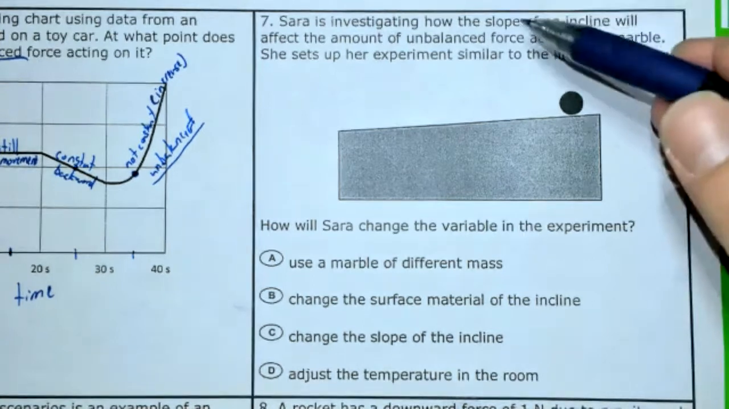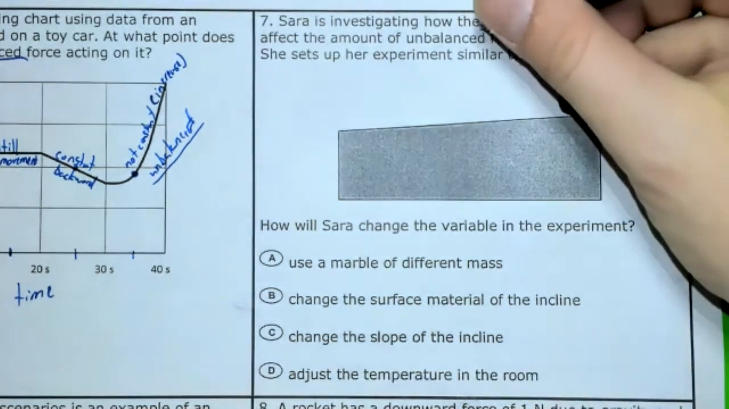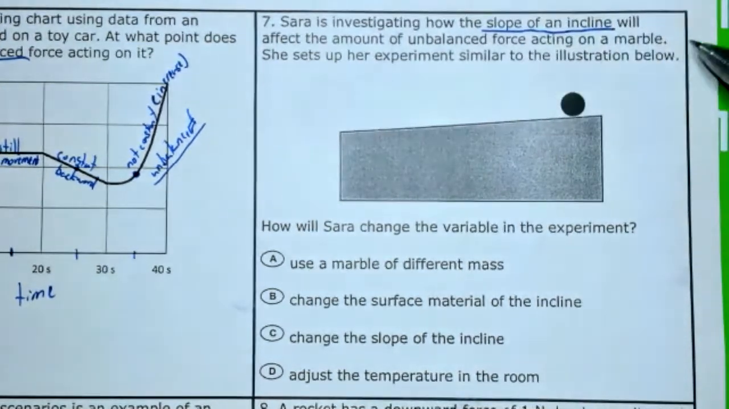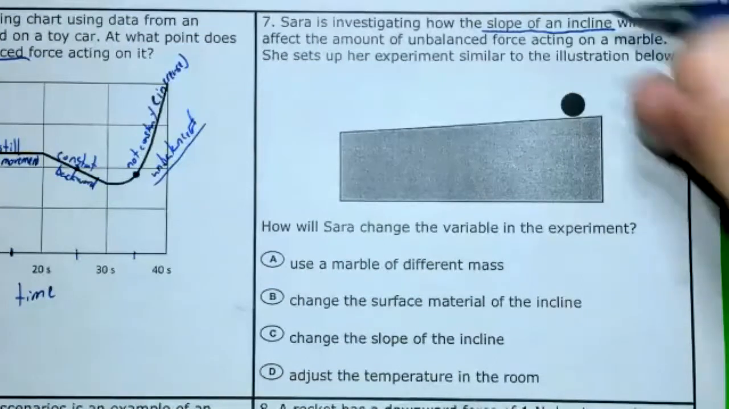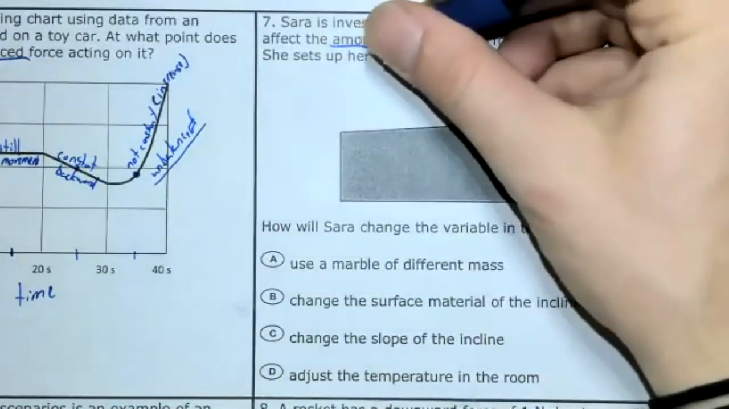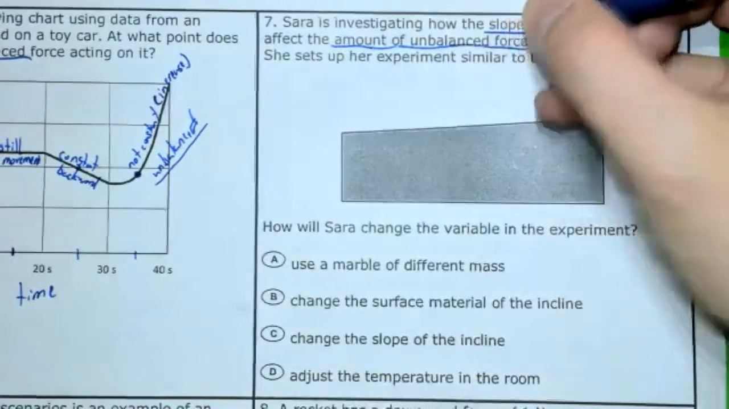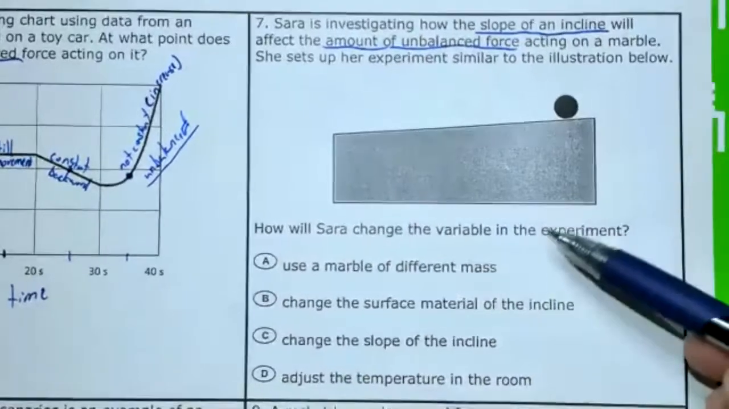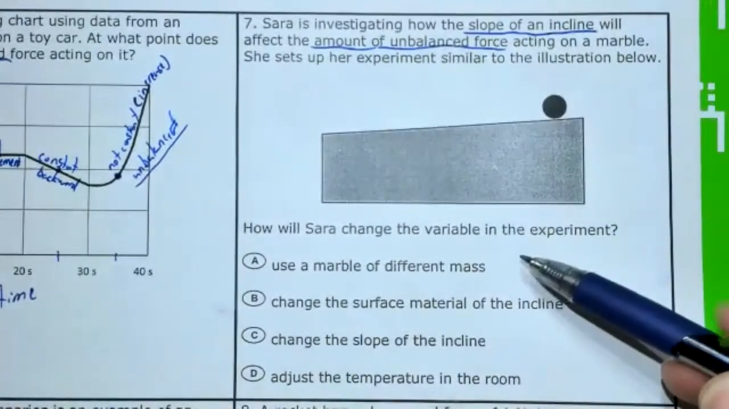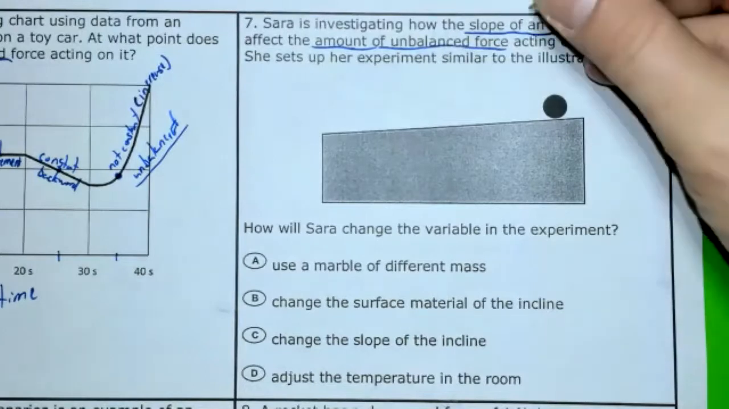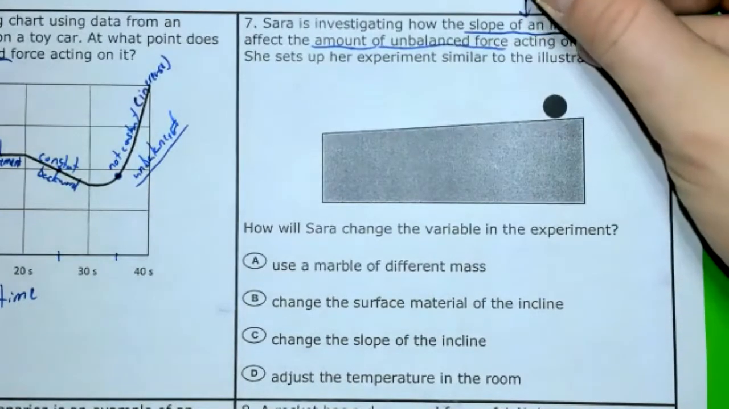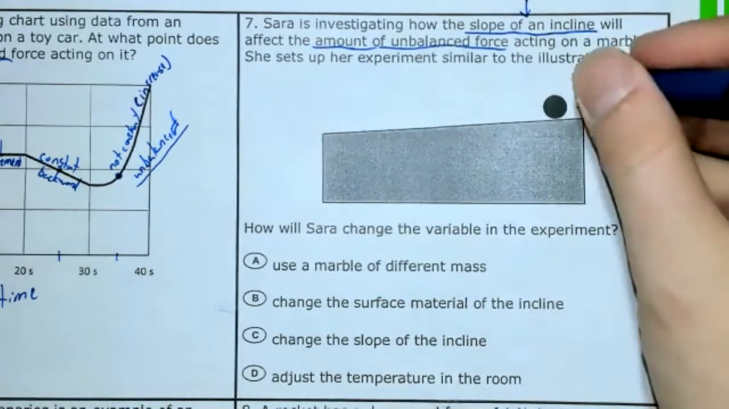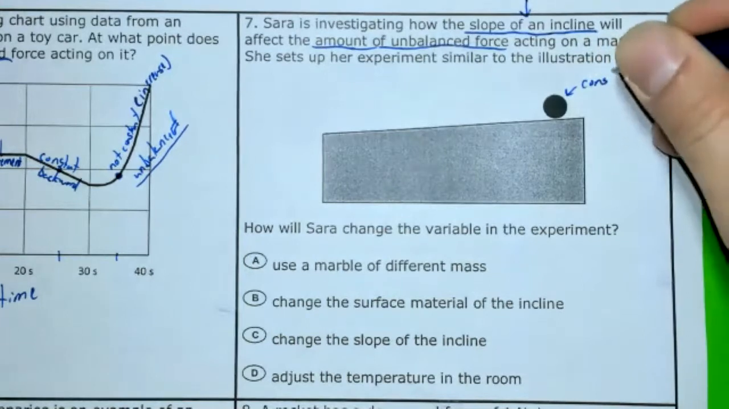Sarah is investigating how the slope of an incline will affect the amount of an unbalanced force acting on a marble. So she's looking at the amount of unbalanced force based on the slope of an incline. That's her experiment. Now, how will Sarah change the variable in this experiment? Well, what are the variables? She already said that she's experimenting with the slope. That's your variable. Your marble, guys, is going to be your constant.